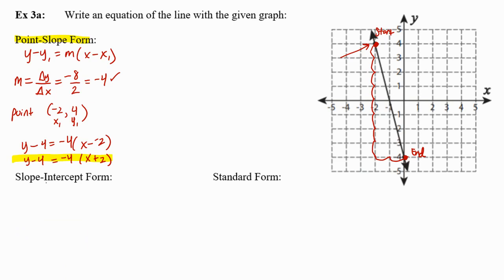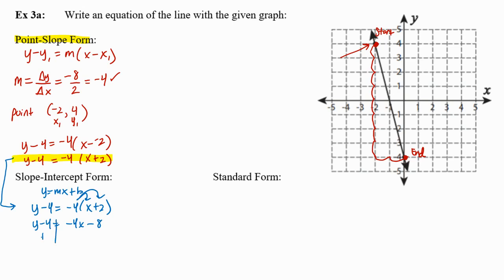All right, slope intercept form is y equals mx plus b. So take this equation from before. We had y minus 4 is equal to -4 times the quantity x plus 2 in parentheses. Like before, we're going to distribute. So -4 times x is -4x. -4 times 2 is a -8.